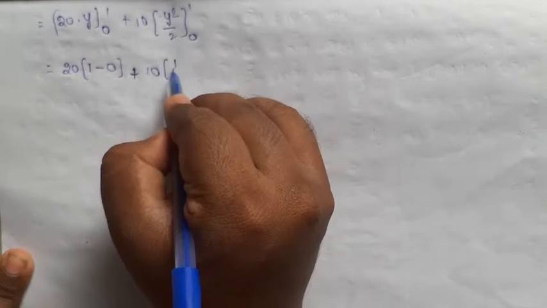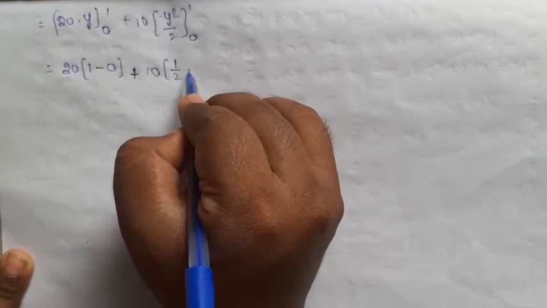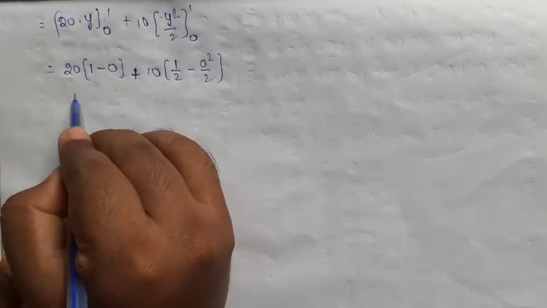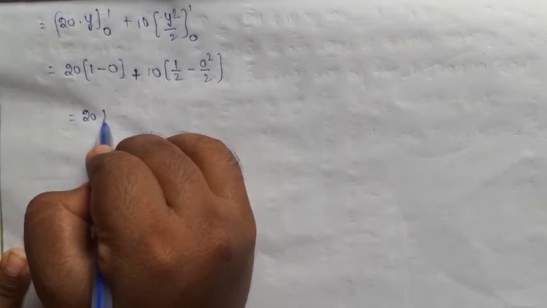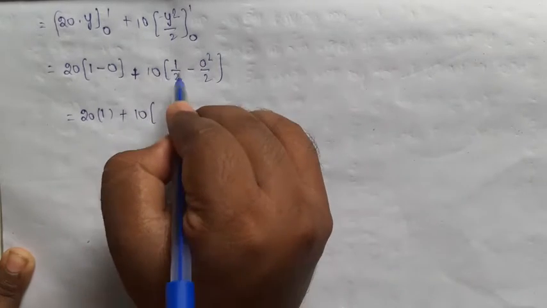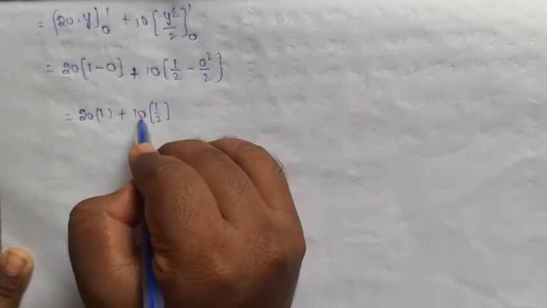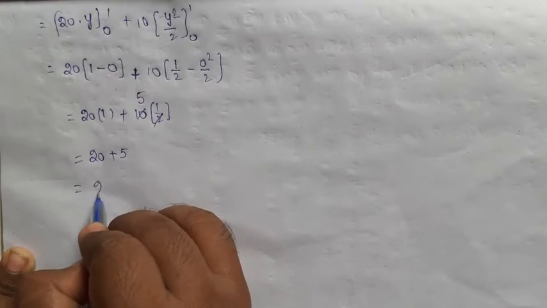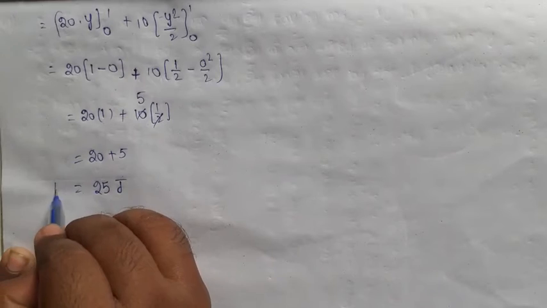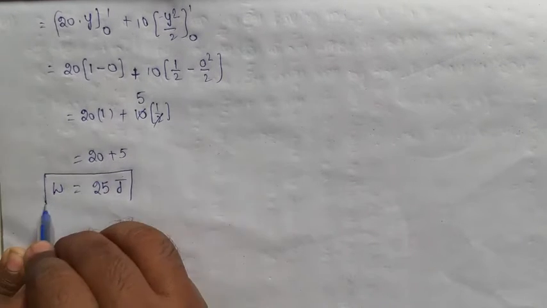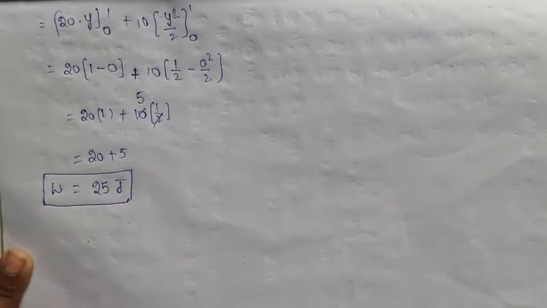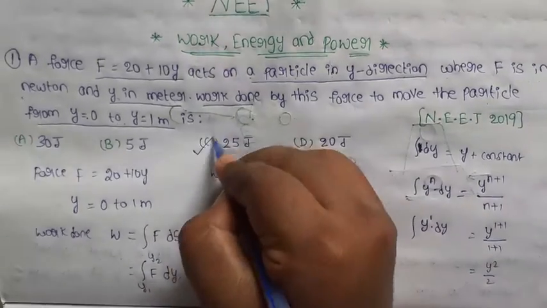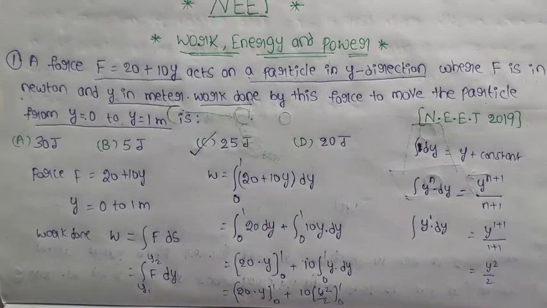In case of y, upper limit is 1 square by 2, lower limit is 0 square by 2. So 20 into 1 minus 0, plus 10 into 1 by 2. Here the 2 cancels, leaving 5. 20 plus 5, 25 joule is the work done value. This is the answer. Now see the options. Option C is the correct answer, 25 joule.